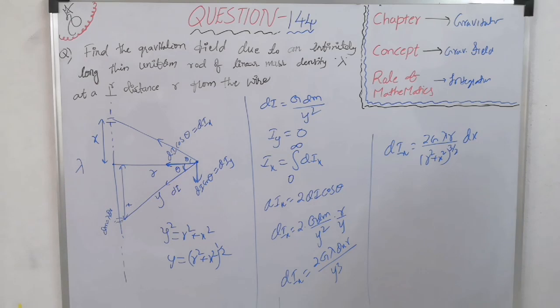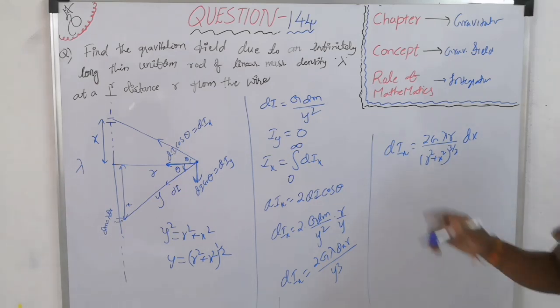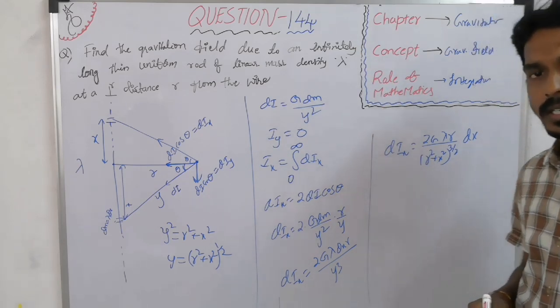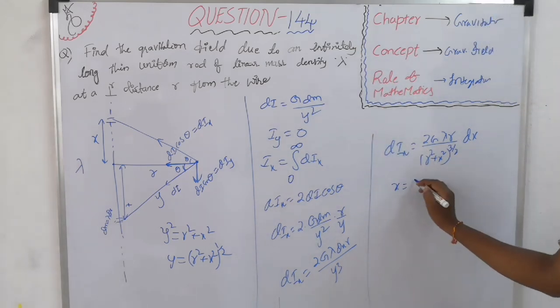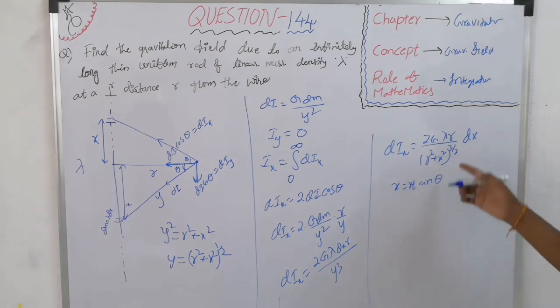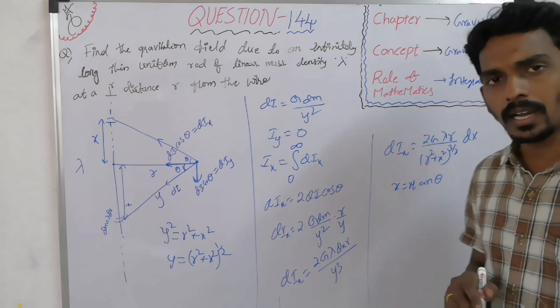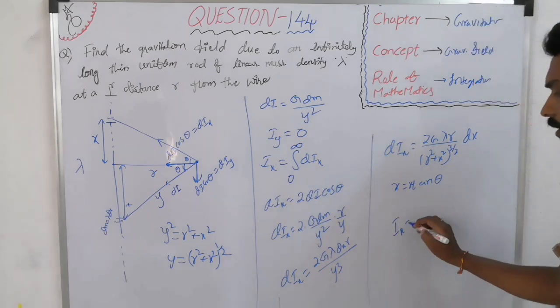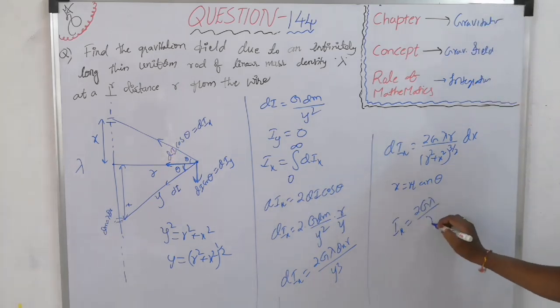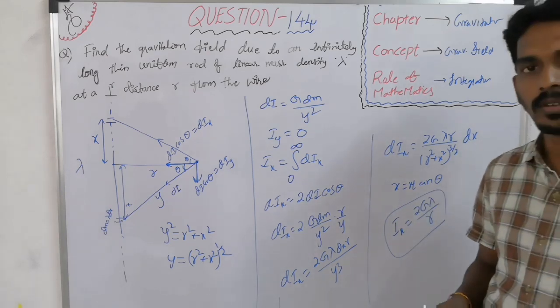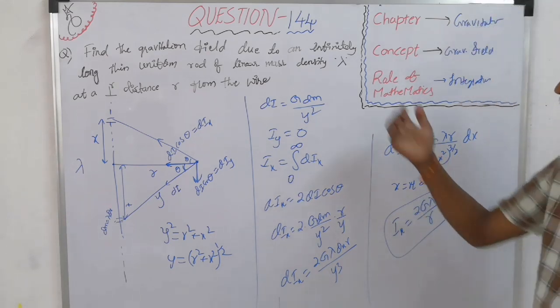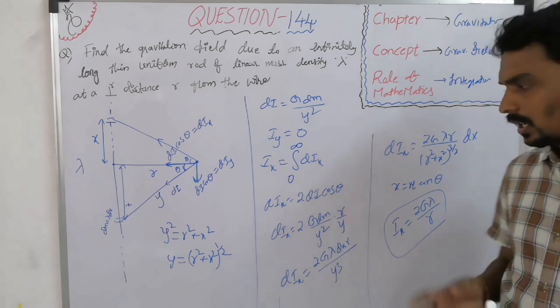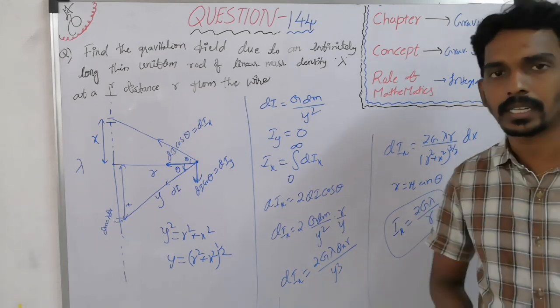So this is what you have to integrate, but there is no direct formula for this. As we discussed in question number 143, you have to go for the substitution method. x equals r tan theta. Substitute and then go for the integration. Then the value will become 2G lambda by r. So if you need help, refer to question 143. There we have done the same kind of integration.